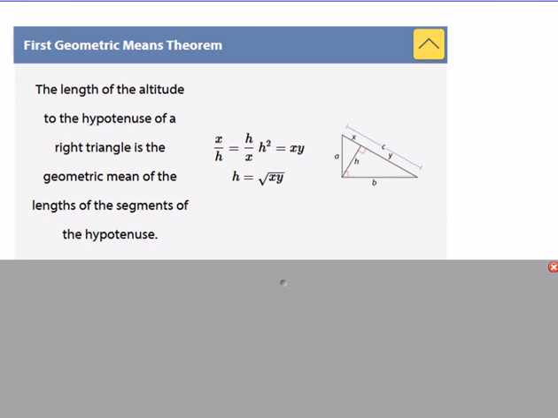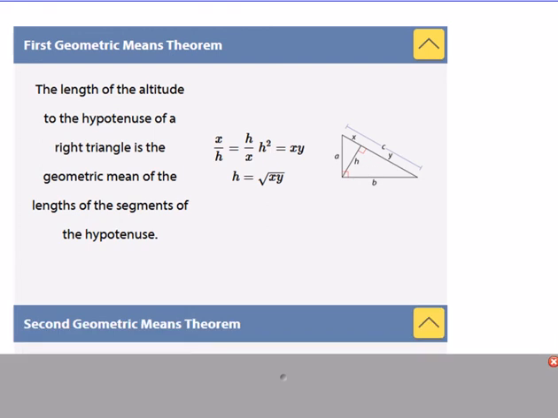Okay, if I draw an altitude, how can I say this? That height, that altitude, is equal to the geometric mean of the new segments that are created. What geometric mean is, you take the square root of a product. Here they have that written as square root of x times y. So this tells you if I draw the altitude, and this altitude now breaks up this hypotenuse into a smaller segment here called x, and one that's a little bit bigger called y, if I multiply that x times y and take a square root, that will give me the length of the height. That's the first geometric means theorem.